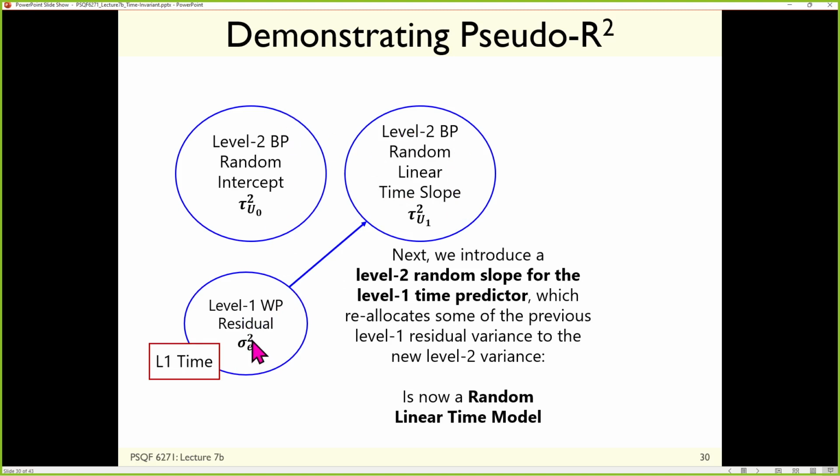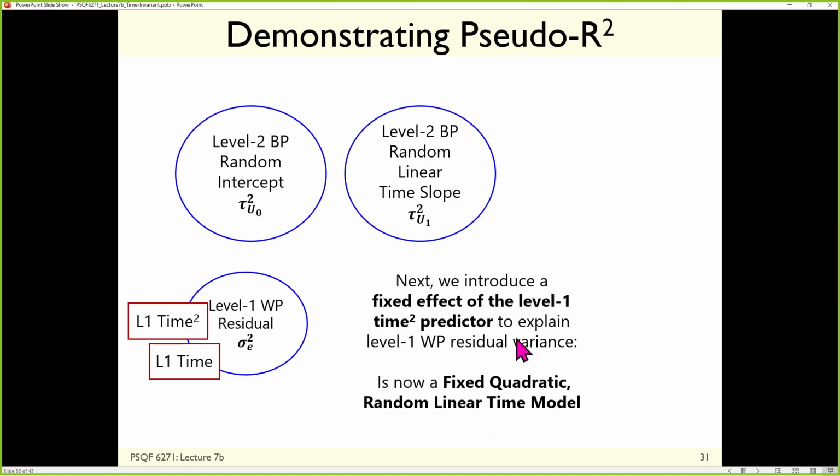Because fundamentally, these 3 circles here are all error terms. We don't know why people change differently. We know that they change differently, and we can quantify by how much they change differently from each other. So I would call this a random linear time model. Now, what if I add quadratic time? Well, because time squared is still a level 1 predictor, it should explain the residual variance that remains after this 3-pile partitioning has happened.